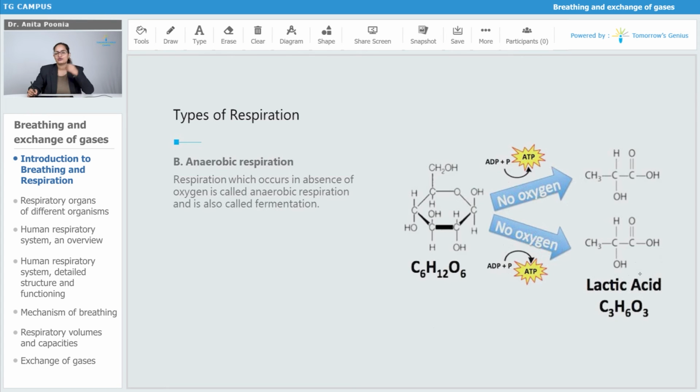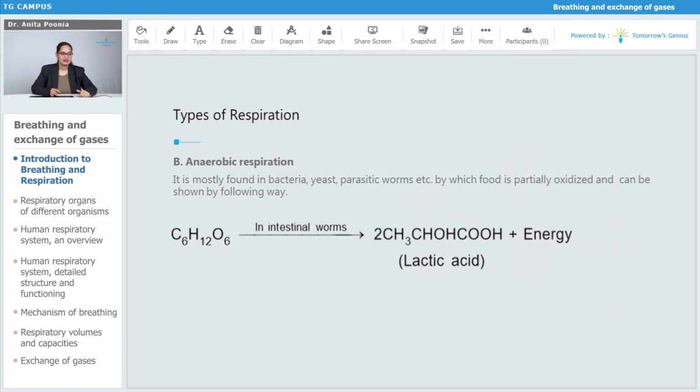Here the byproducts, or the substances that are formed at the end of this type of process, include lactic acid. It is mostly found in bacteria, yeast, and parasitic worms, in which the food is partially oxidized, and can be shown in the following way: glucose in the intestine of the worm reacts and forms lactic acid and energy.